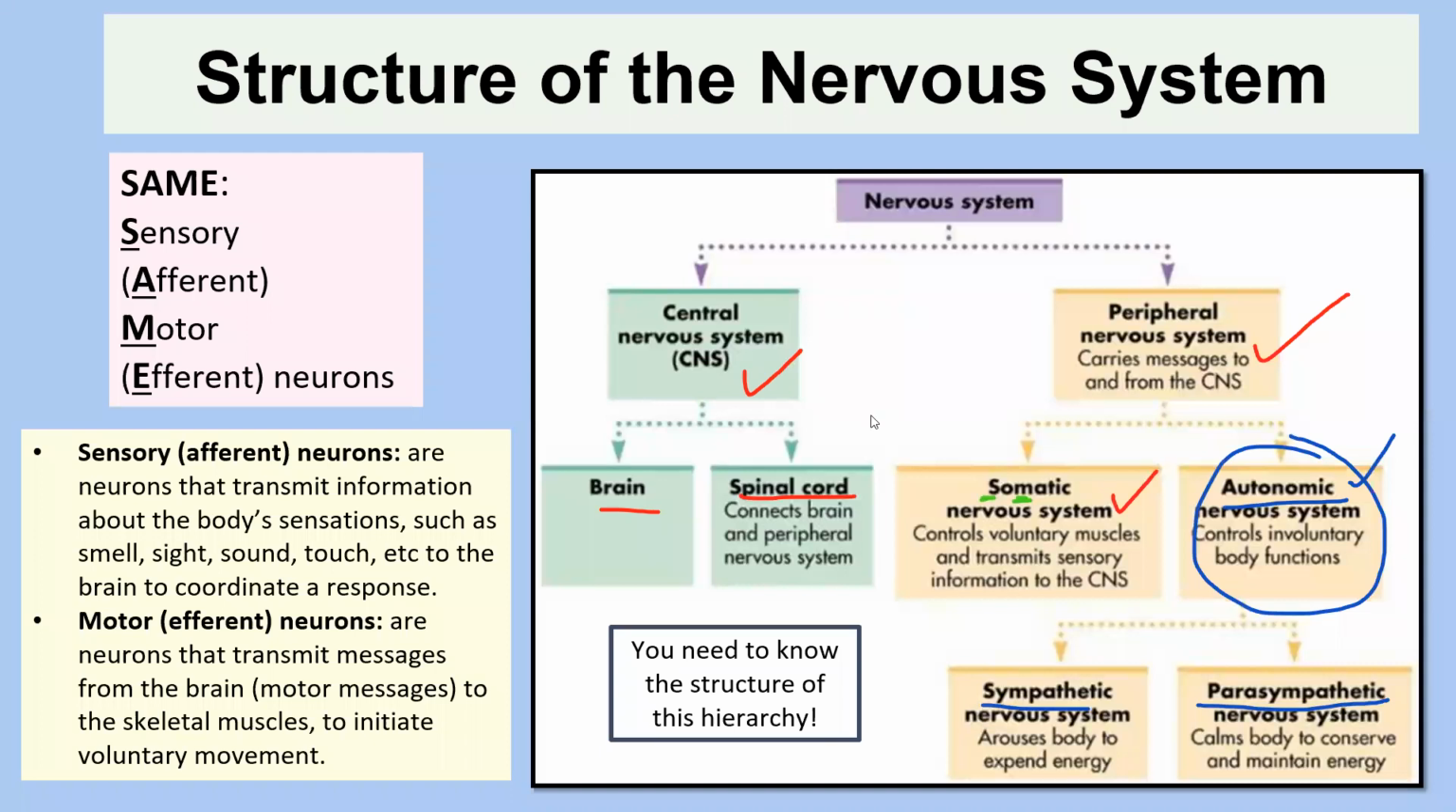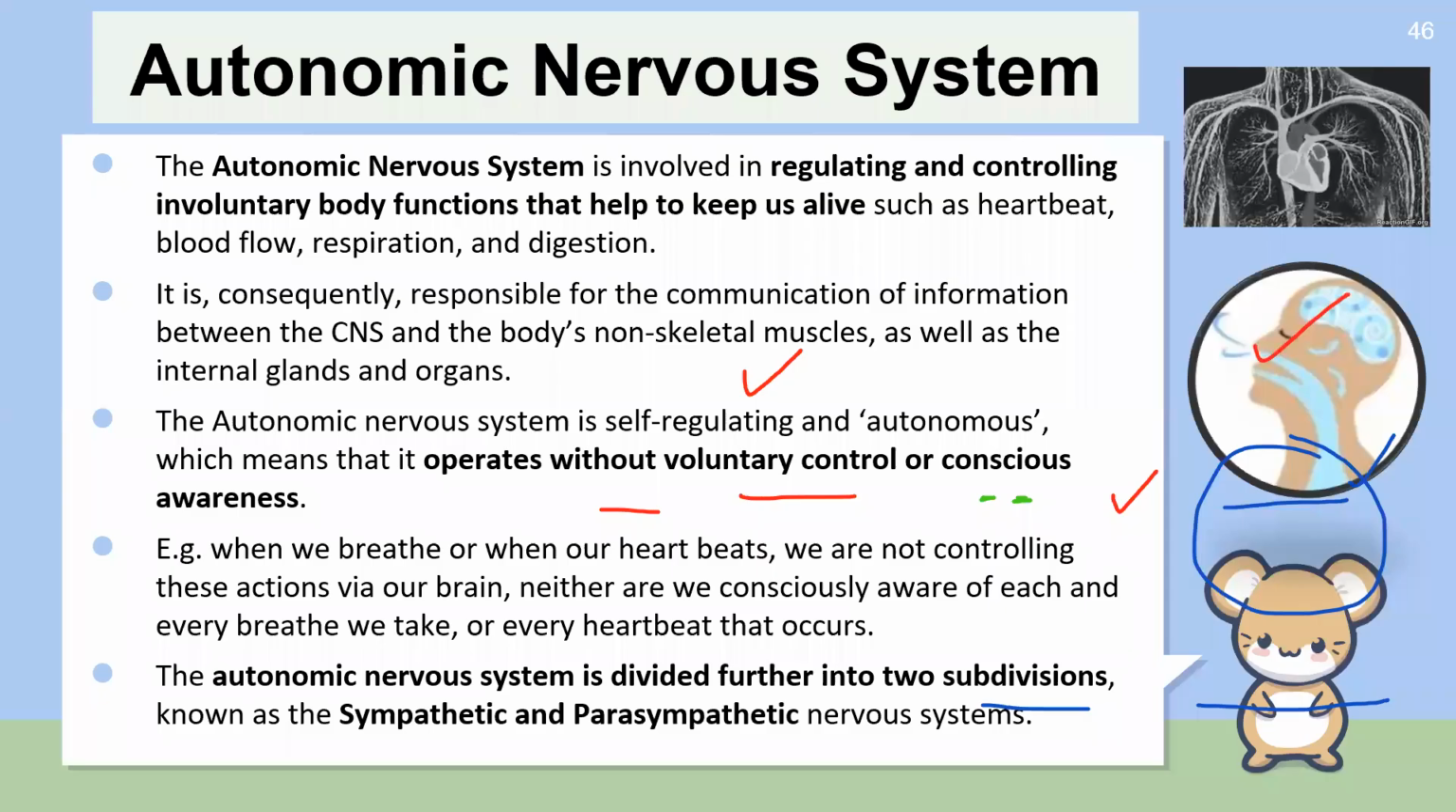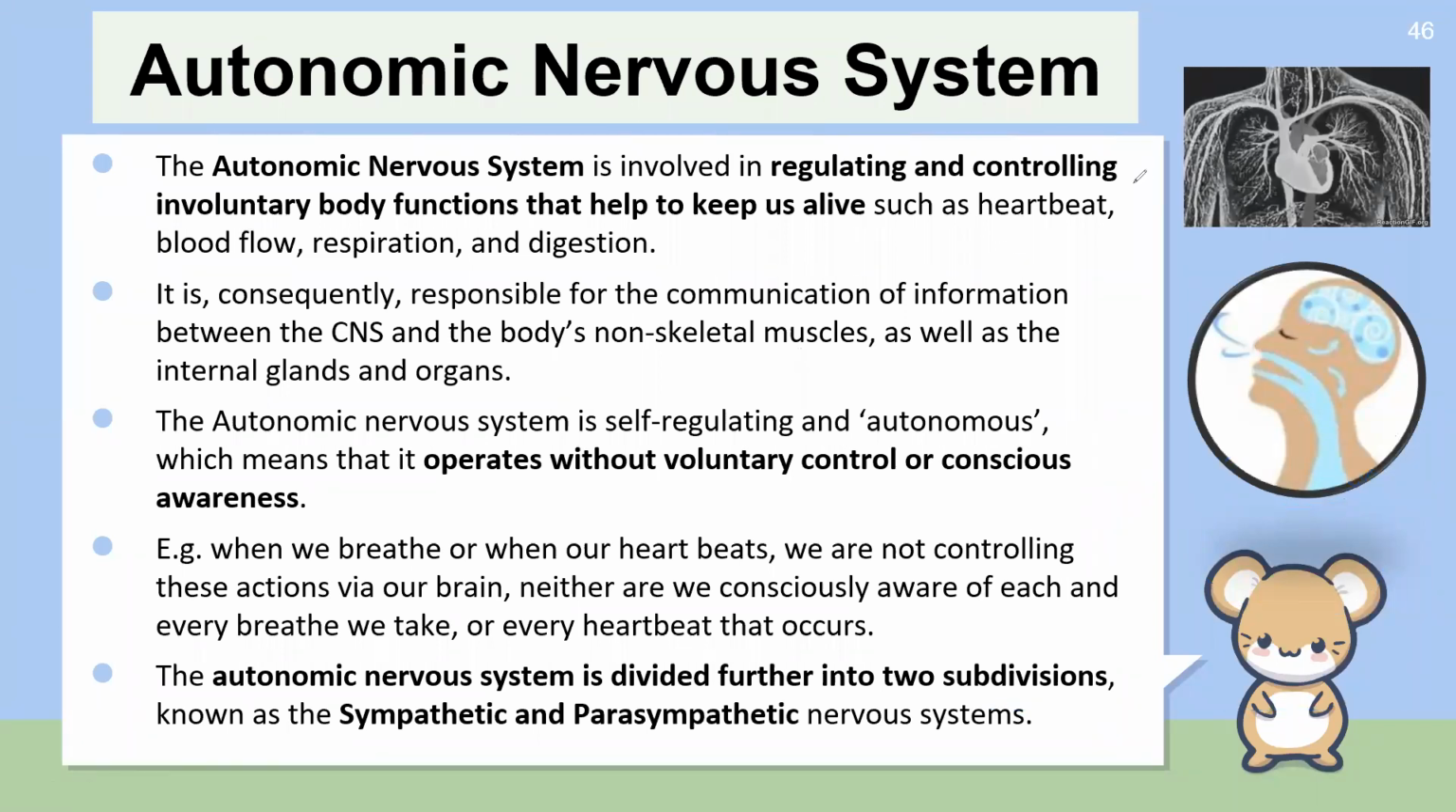Okay, let's move on to the autonomic nervous system. When we're looking at the autonomic nervous system, what we're really looking at is this idea that certain functions in our body happen automatically. They don't require us to control them. We don't have to think about them happening or functioning. We know they just happen by themselves. These functions are things like heartbeat, blood flow, respiration, digestion. All of these functions happen in our body without us having to exert any kind of conscious control over them. That's what the autonomic nervous system is about.